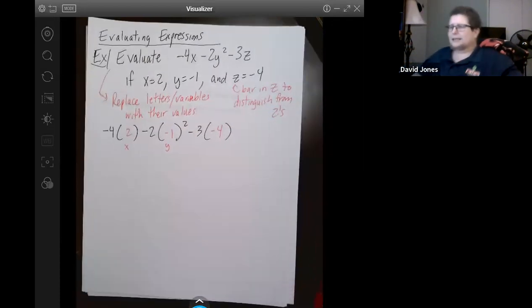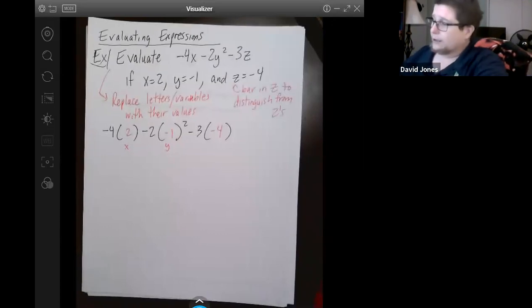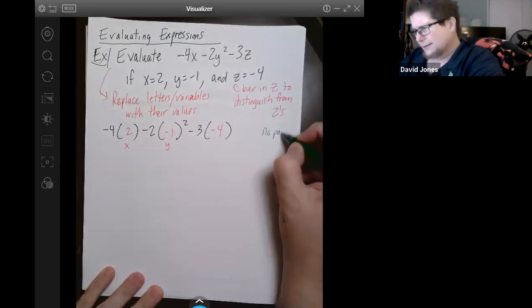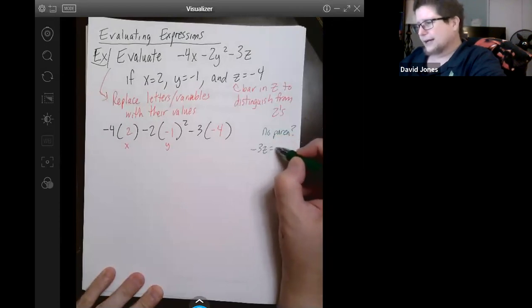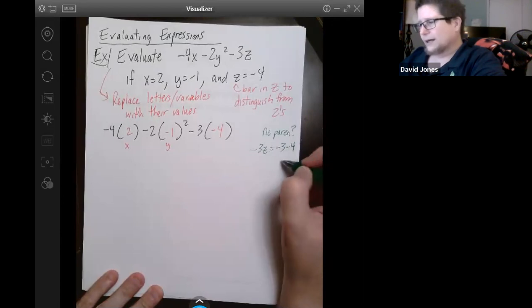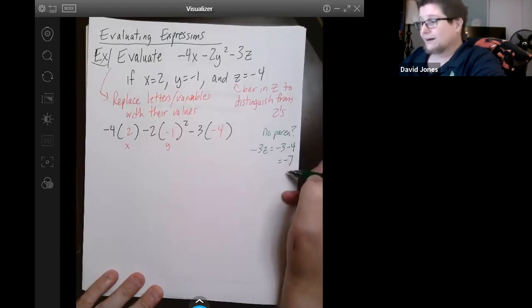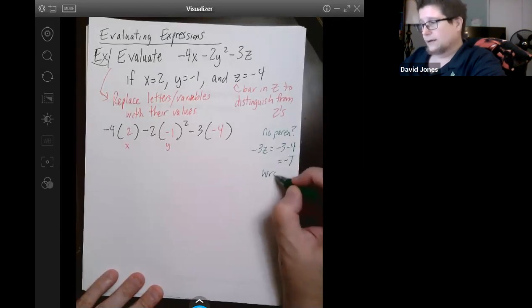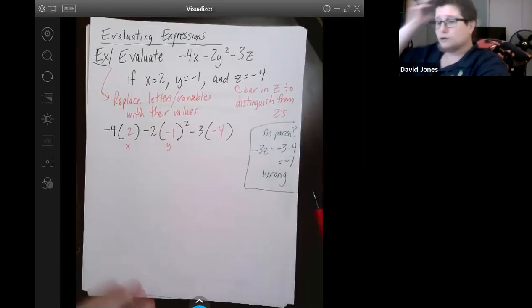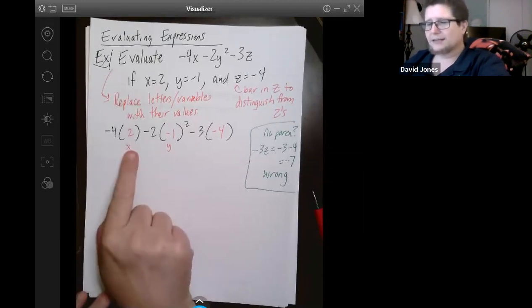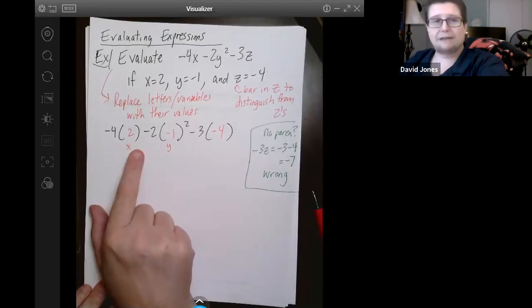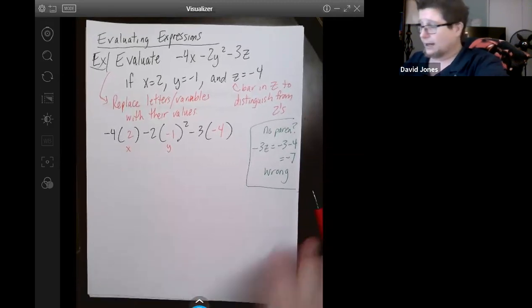The reason why I use parentheses is if I don't, let's just show it real quick. No parentheses. -3z looks like -3 minus 4. -3 minus 4 would be -7 now. And that's wrong. So you want to use parentheses, especially with negative numbers, or if there's anything being multiplied. Even if I left out the parentheses here, if I had -4 and 2, it now looks like -42. That's not correct.